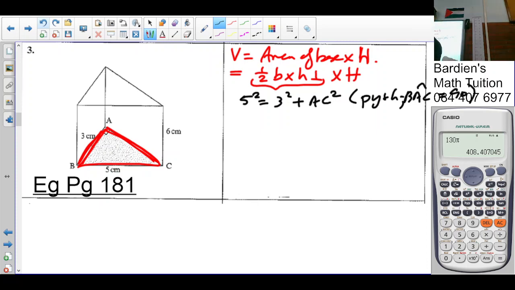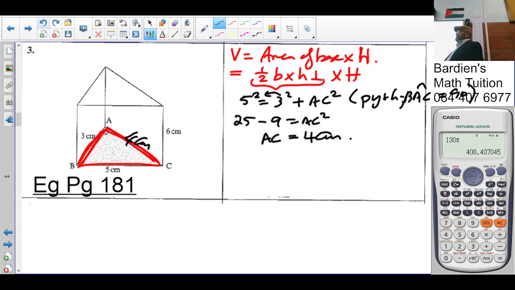So what is 5 squared? 25. Minus 9 is equal to? So AC squared is going to be 16. The square root of 16 is 4 centimeters. If you don't understand the work here, that doesn't mean you don't understand the work that was done for today. That's how it works. All these topics are interlinked somehow.